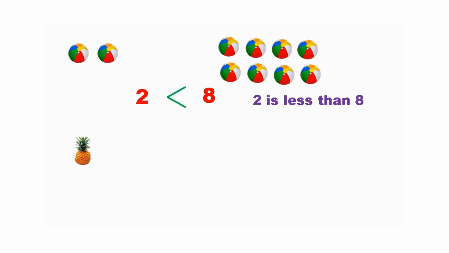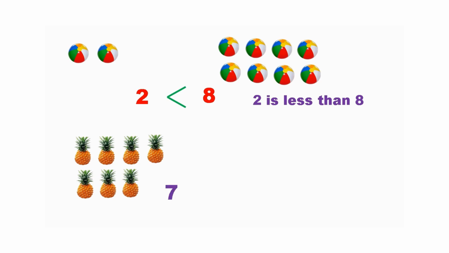Next, we have pineapple. 1, 2, 3, 4, 5, 6, 7. So how many pineapples? 7 pineapples on one side. 1, 2, 3 and 4. So 4 pineapples on other side. Here 7 and 4. Which is greater? 7. And 4 is smaller. 7 is greater number and 4 is smaller number.